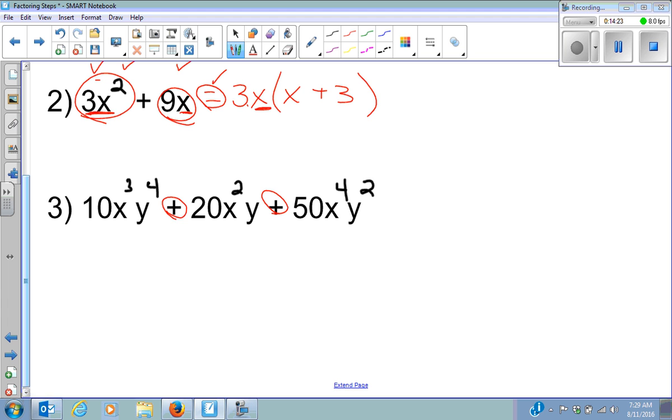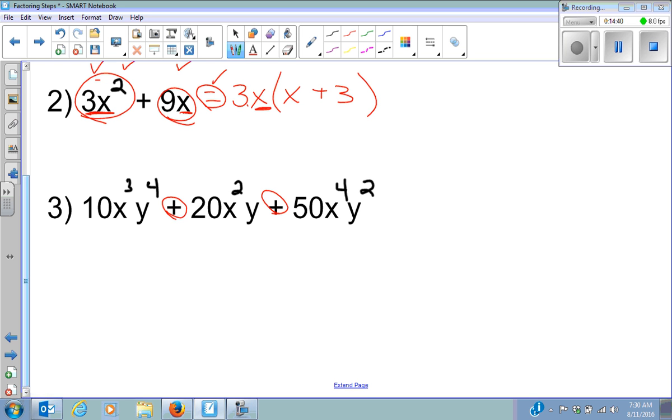Because I decided that, because those plus signs are separating. So we've got 1, 2, 3 terms. What do all 3 have to have in common in order for me to yank it out? So let's start with the easy thing first.